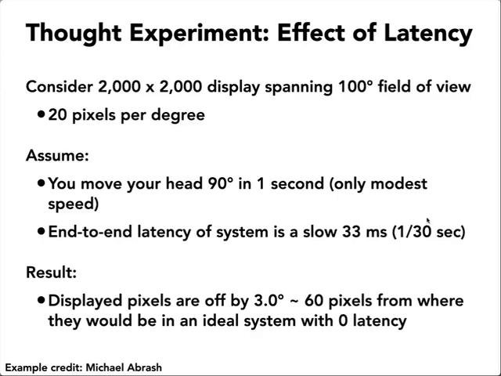You can calculate this 33 milliseconds at 90 degrees per 1 second velocity with 20 pixels per degree. And you can calculate that it'll be 3 degrees off. The display pixels would be 3 degrees off because of that latency, which would end up being 60 pixels, okay, a lot of pixels off from where they should be in an ideal system with 0 latency.